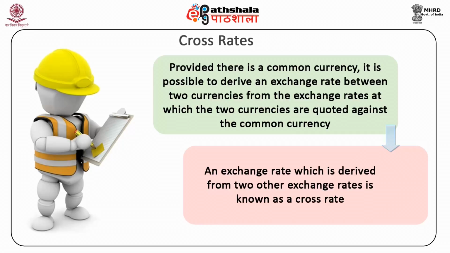Example 4. 1 US dollar is equal to 100 yen. 1 pound sterling is equal to 1.5 US dollar. What is the exchange rate for pounds in yen terms? Algebraically, 1 pound sterling is equal to 100 yen into 1.5, which is equal to 150 yen.